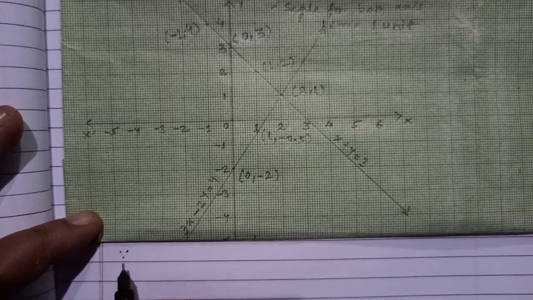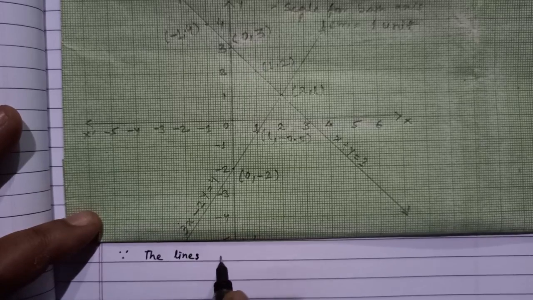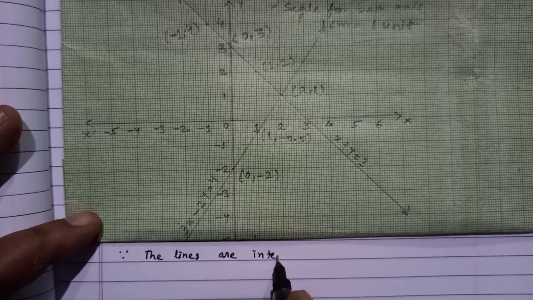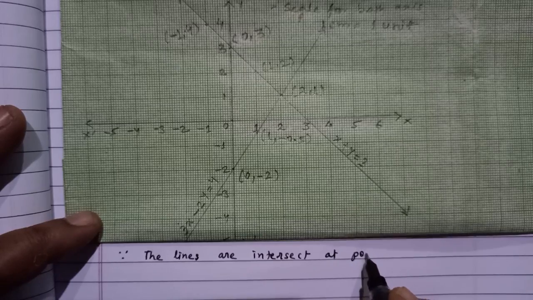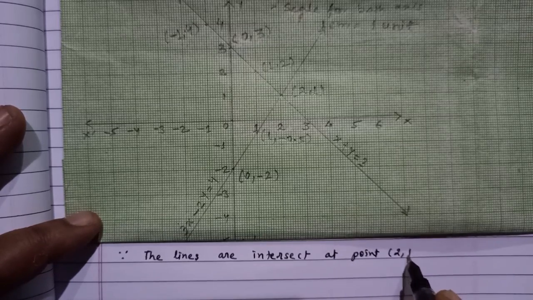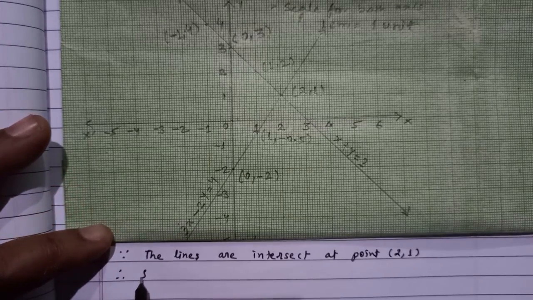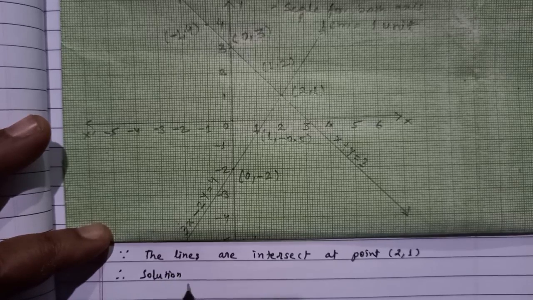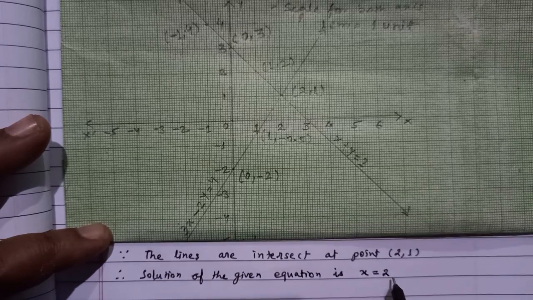Since the lines intersect at point 2, 1, therefore the solution of the given equations is x equal to 2, y equal to 1.